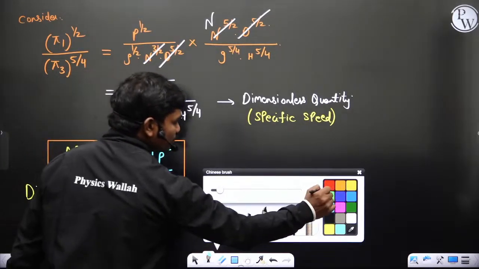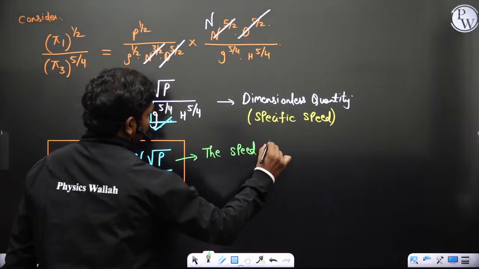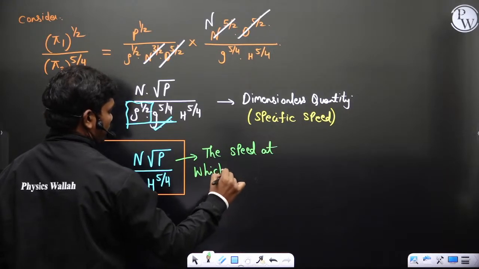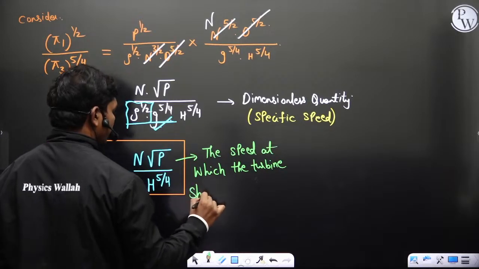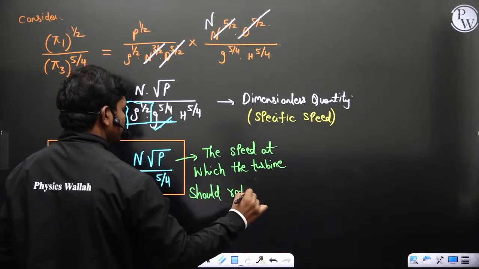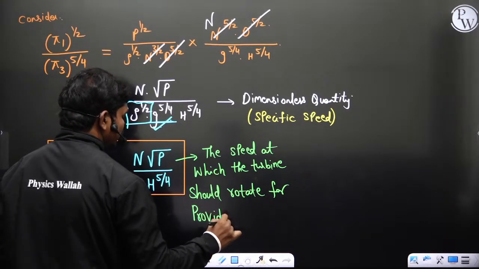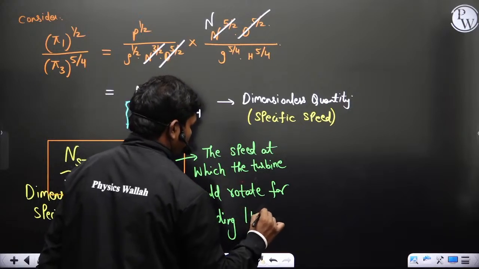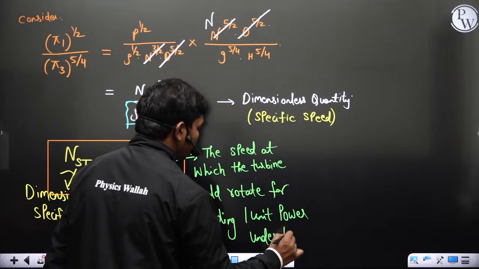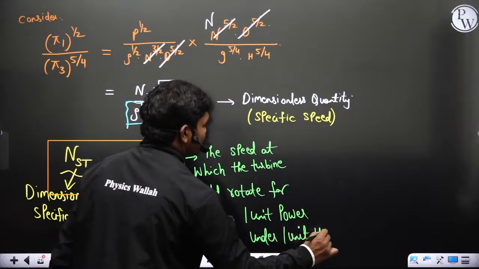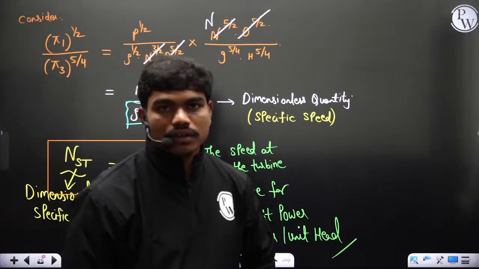Because this gives you the speed at which the turbine should rotate for providing 1 unit power under 1 unit head. Under unit head, if the turbine has to provide 1 unit power, at what speed should it rotate. So that's what you have.